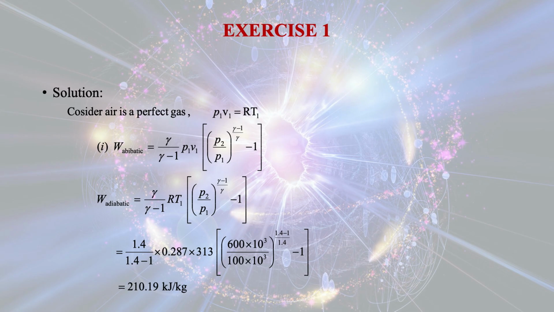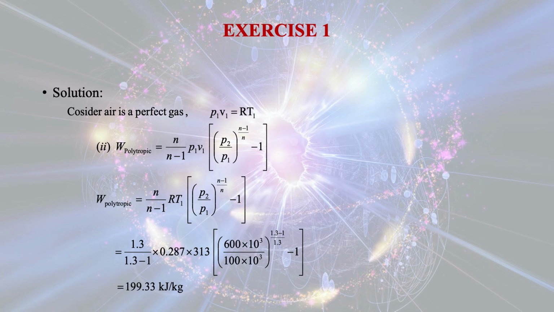So here gamma is given as 1.4. The value of R is given as 0.287 kilojoule per kg K. Temperature T1 is given as 313 Kelvin. P2 is given as 600 kilopascal. P1 is given as 100 kilopascal. Put the values and find out the value for W adiabatic, that comes out to be 210.19 kilojoule per kg.